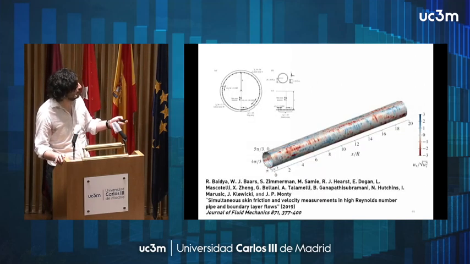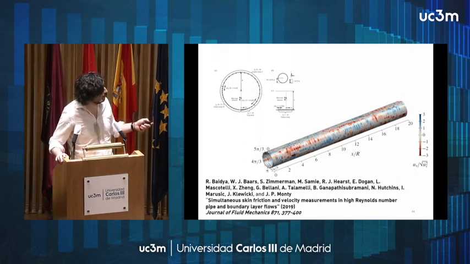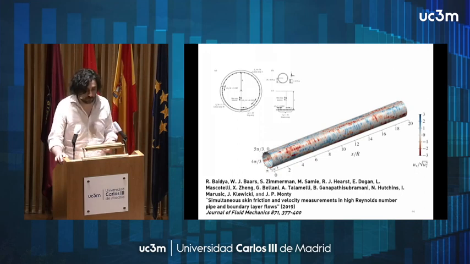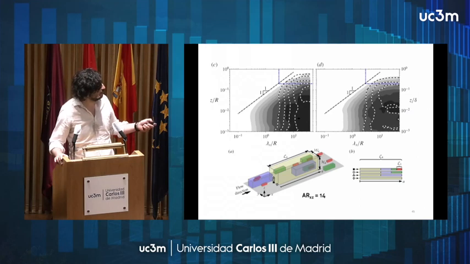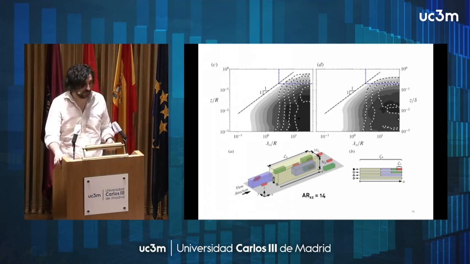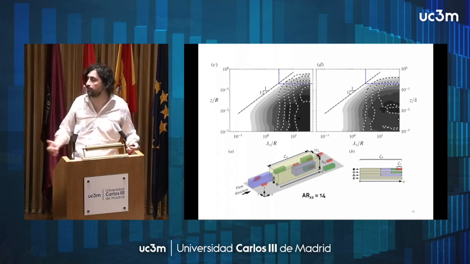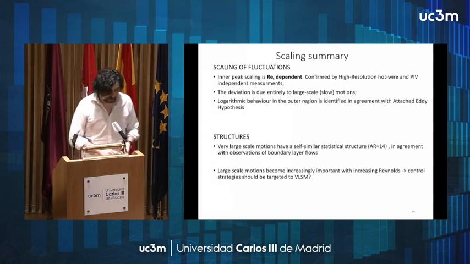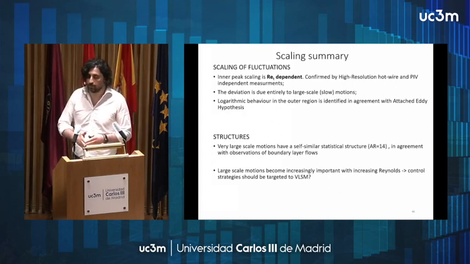This was also confirmed by some other measurements where we tried to measure the shear stress at the wall. What you see in this map, the red regions are regions where we have a high level of shear stress and other regions where we have a low level of shear stress, and you see that there are long streaks of high stress which are associated with the large scales. We also carried out an analysis to see that these large scales are also self-similar and have a well-defined aspect ratio.